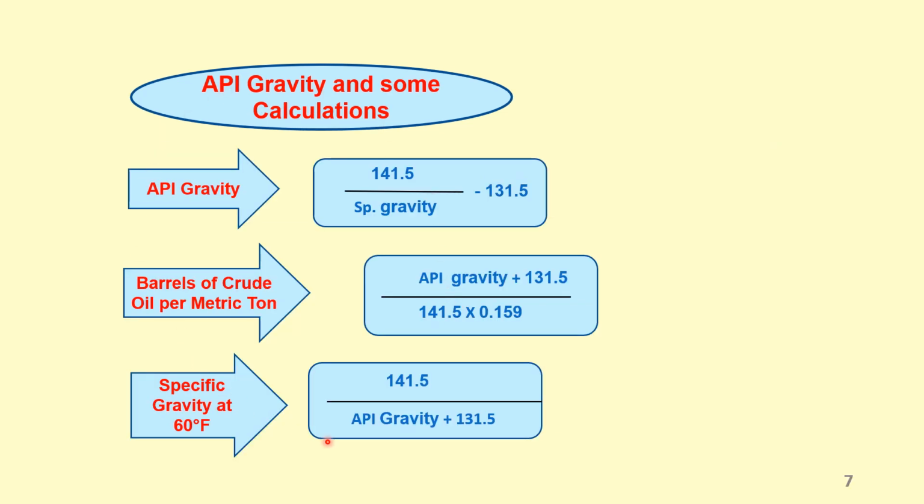These are some calculations where API is used. This is the calculation for API gravity. Barrels of crude oil per metric ton. This is the formula. And specific gravity is 60 conversion. This is the formula.